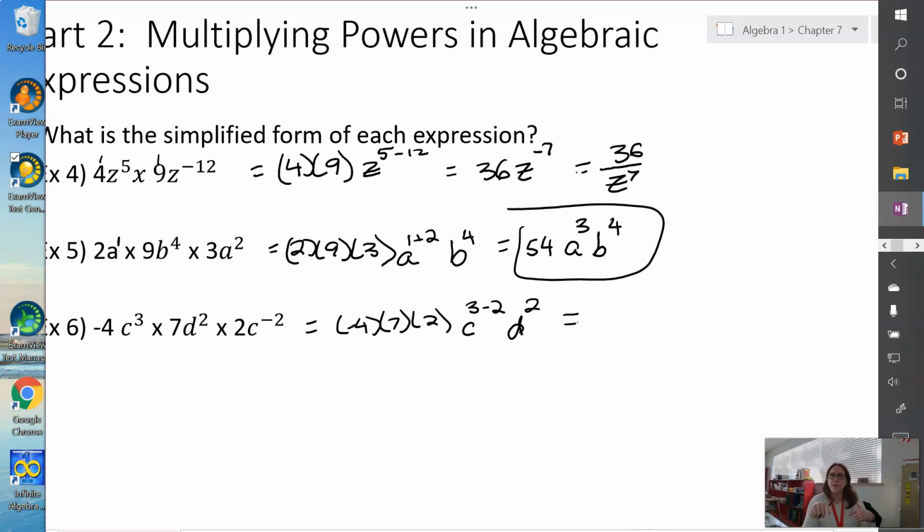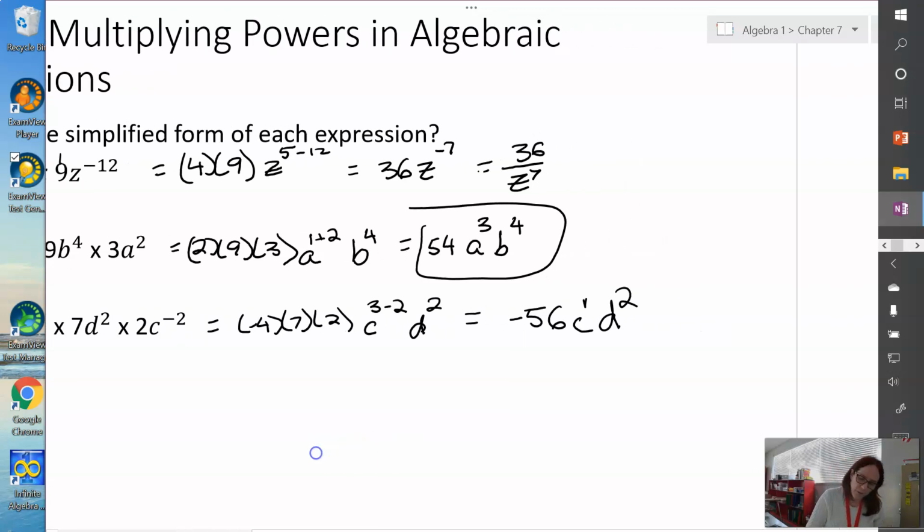Negative 4 times 7 is 28. Times 2 is 56. So I have a negative 56. C to the 3 minus 2, that's just c to the 1. And then d to the 2. And I don't have to write that 1, so I'm going to just write it like this. Negative 56 c d squared.